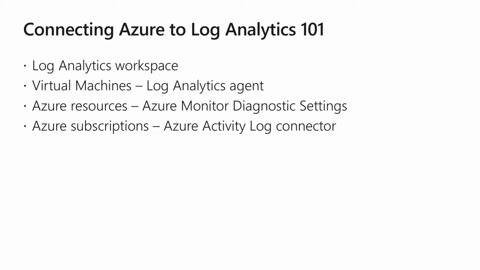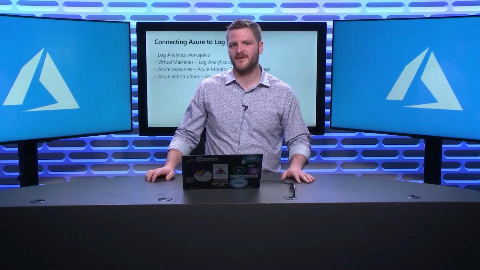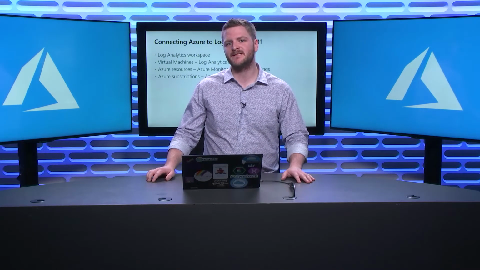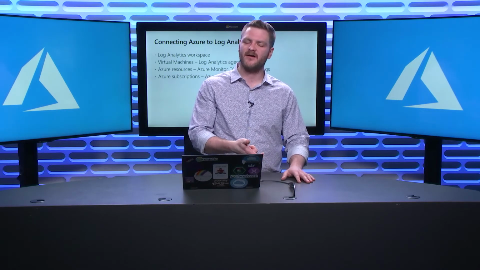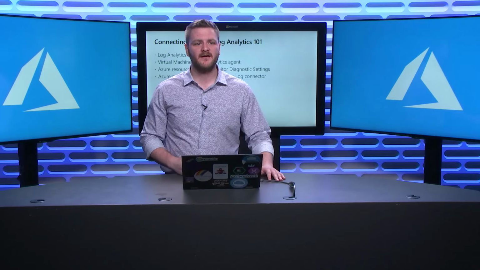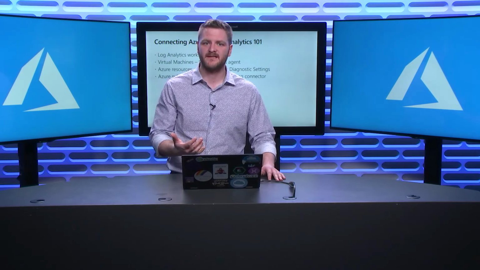We'll talk specifically about three different types of Azure-specific data sources that you can send into Log Analytics. The first of these is data from virtual machines. If you're using virtual machines to run your applications, you're well aware that the majority of the interesting data coming from Azure virtual machines is emitted to something like the Windows event log or to Linux syslog. You may be emitting this data via your own custom log files that are on the operating system.